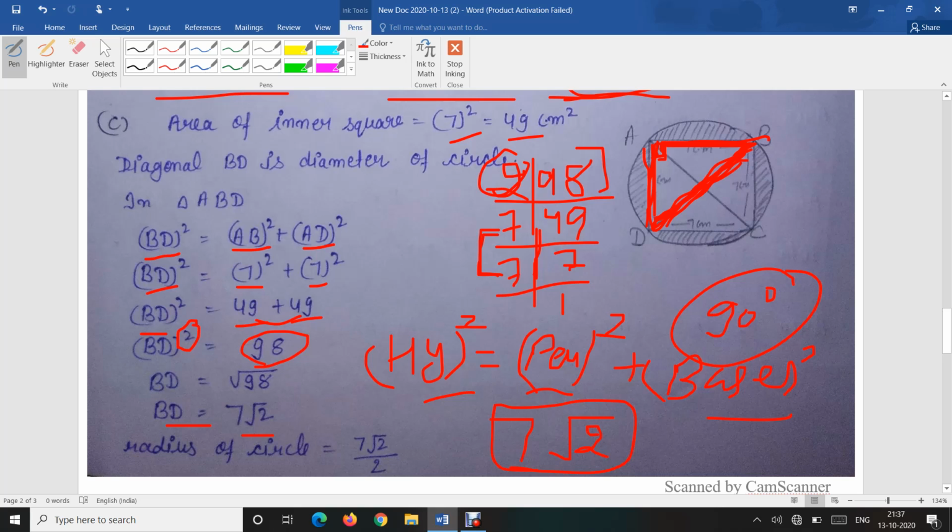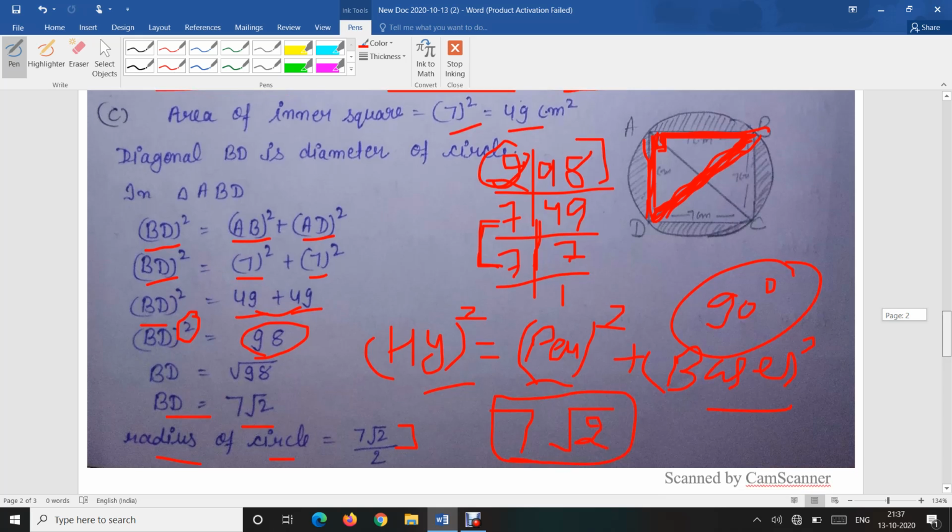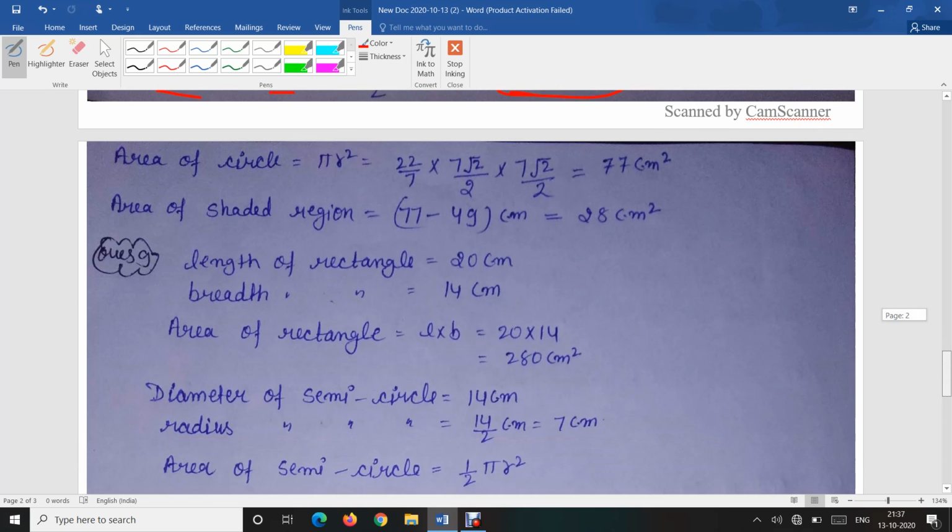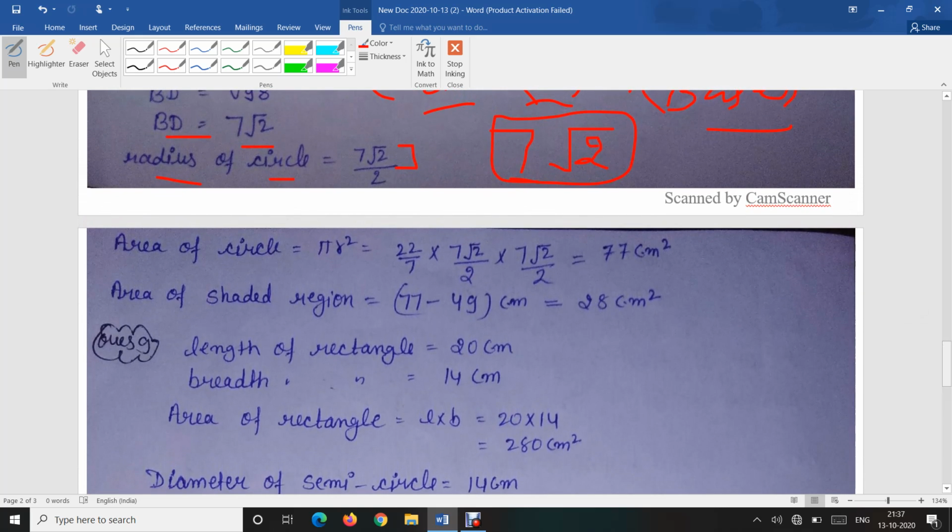Since BD is the diameter of this circle, but we have to find out the radius, so we have to do half of this diameter. So radius of circle is 7 root 2 upon 2. This is the diameter of this circle. Now area of circle is pi r square. So pi is 22 upon 7 and r is 7 root 2 upon 2. So 7 root 2 upon 2 multiplied by 7 root 2 upon 2.